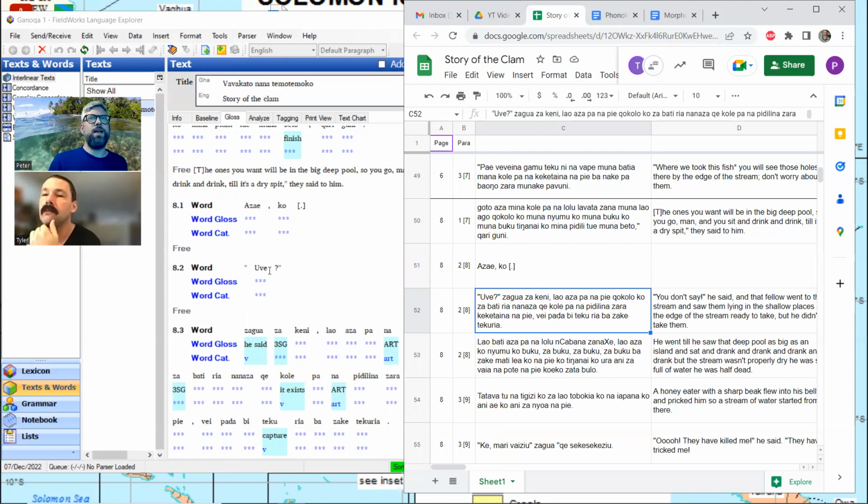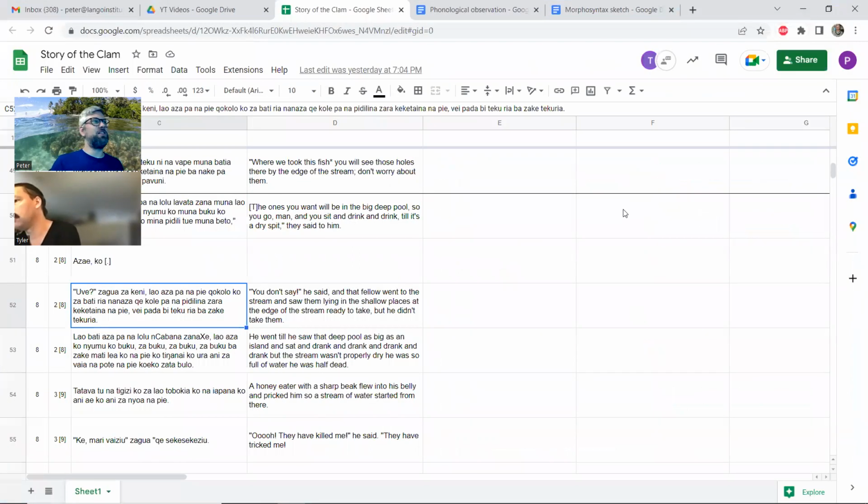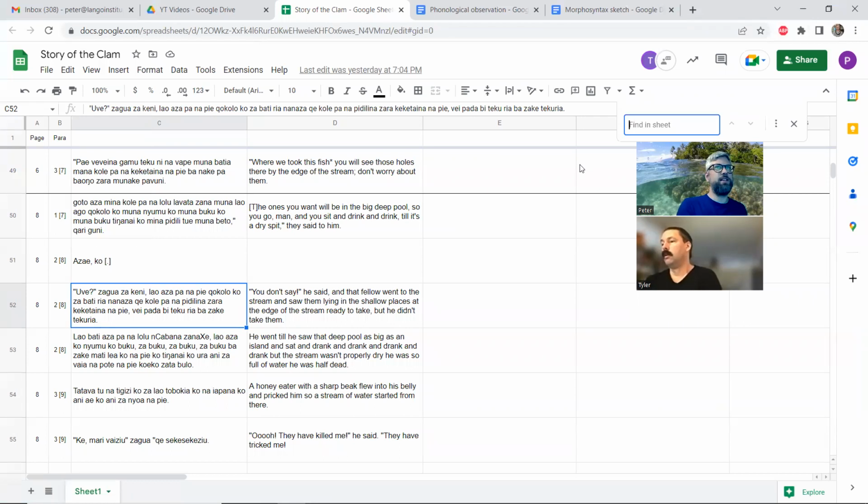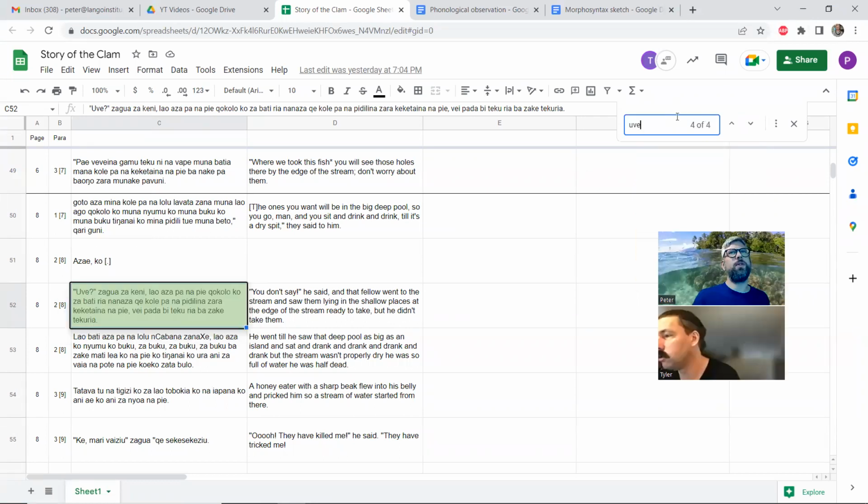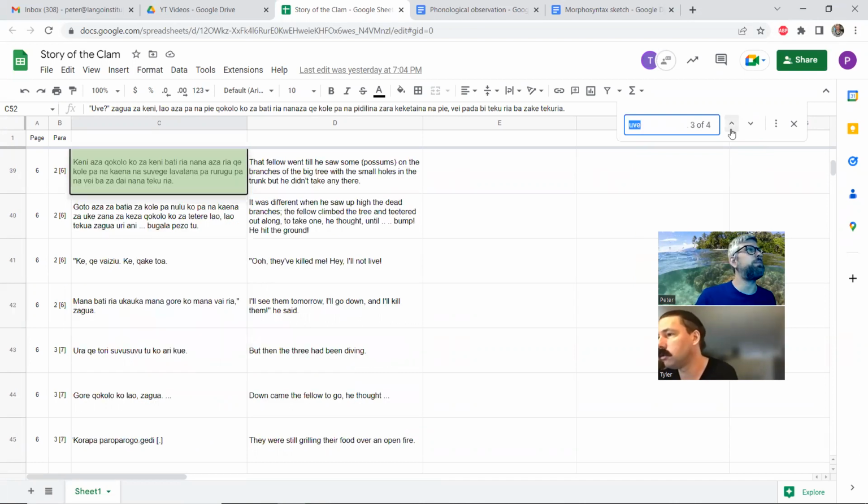I'm trying to think of a way for us to do this without me relying on outside knowledge. I recognize this word from Roviana, so I know what's going on here. I have 99% certainty what's going on here, and it's going to be hard for us to deduce it unless we see something like that again. Well, let's see. Let me do a search. Yeah, so let's search in our story of the clam spreadsheet for uve and see if we can find other examples of uve. So there's 4 examples. We've already encountered 3 of them apparently.